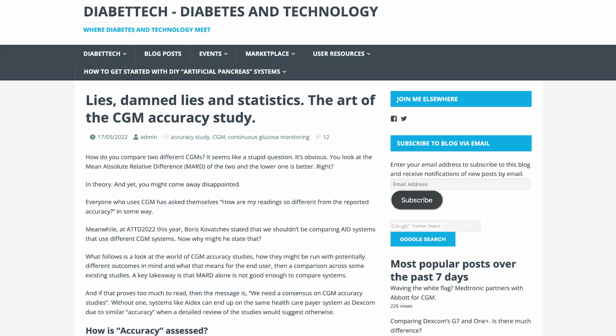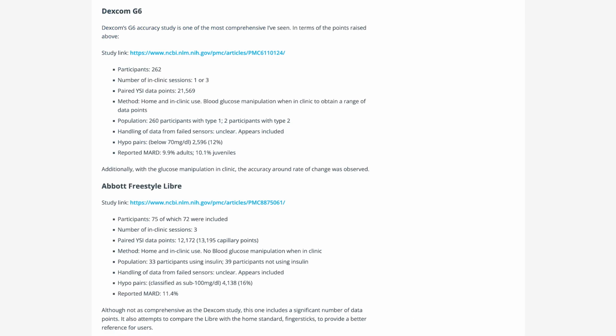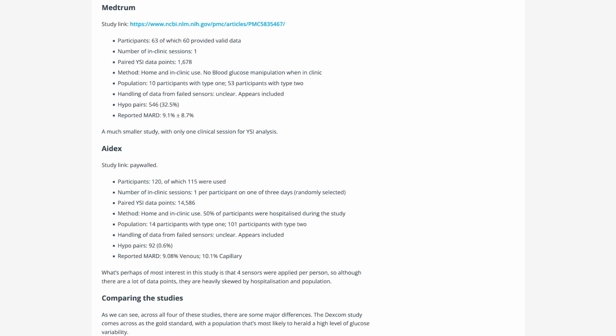So one of your posts, I believe the first one in the series, it's called Lies, Damned Lies and Statistics, the Art of the CGM Accuracy Study. Fascinating post, very well researched. And in this article, you list out a few different CGMs and kind of their trials. You put in the Dexcom G6, the Libre 14-day, the Medtrum, the iDex, which I don't even know myself. This was 2 years ago you wrote this. What were some of the differences you noticed between these studies?